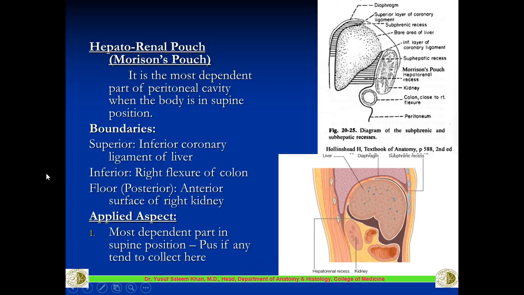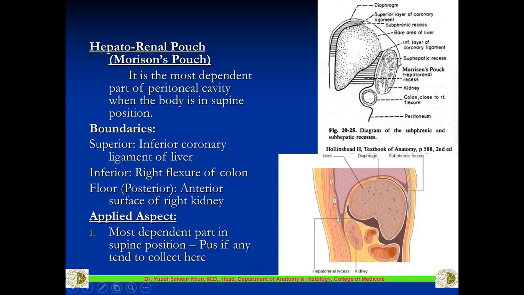The boundaries are, superiorly, the inferior coronary ligament of the liver. We have seen the superior and inferior coronary ligaments around the bare area. Below the bare area is the inferior coronary ligament. Imagine this is the back of the person and here is the liver. The person is lying on this back, with the lungs here and the liver here. Superiorly we have the inferior coronary ligament, and inferiorly we have the right flexure of the colon. The colon will be present here. This is the picture seen from the right lateral side.